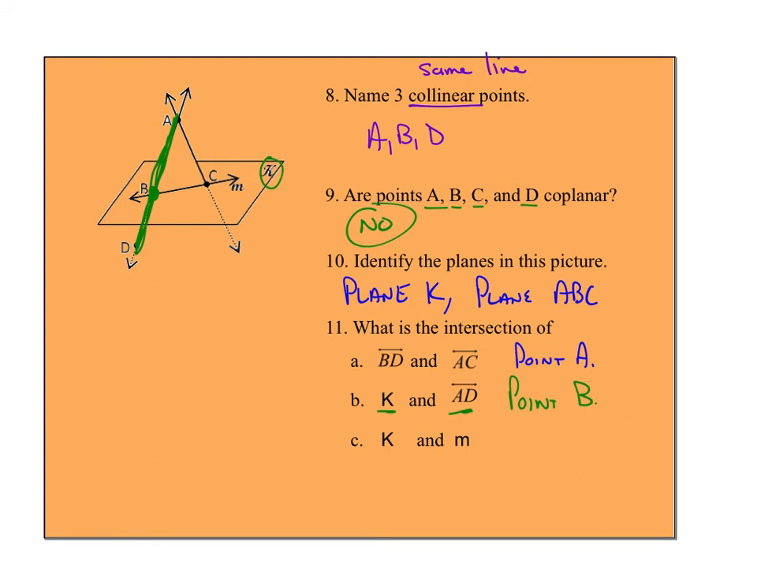And then this last one, K and M. Well, if you notice, that line is on the plane. So the entire line intersects with the plane. If the entire line intersects with the plane, I'm just going to say line M. The entire line is on the plane, so the entire line intersects with the plane.